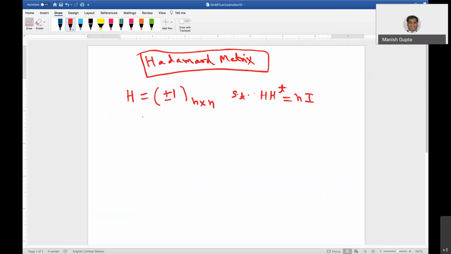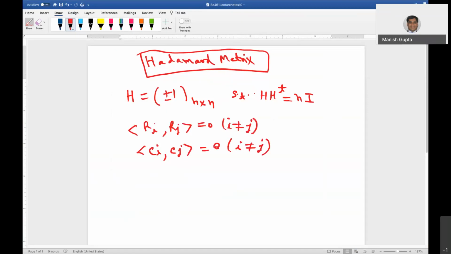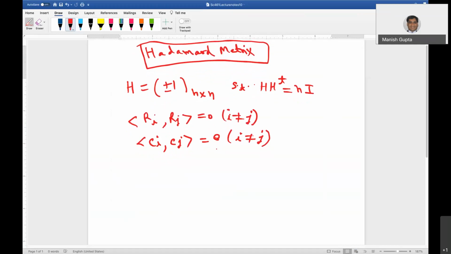Now, what is the meaning of this condition? This condition means that if you pick up the ith row in this matrix and the jth row, their inner product will be 0, provided i is not equal to j. If you take any two distinct rows, the rows are orthogonal in this matrix. Also, one can show that columns are also orthogonal, that is, ci and cj inner product is equal to 0 if i is not equal to j. Rows are orthogonal and columns are orthogonal. These are some very basic properties of a Hadamard matrix.